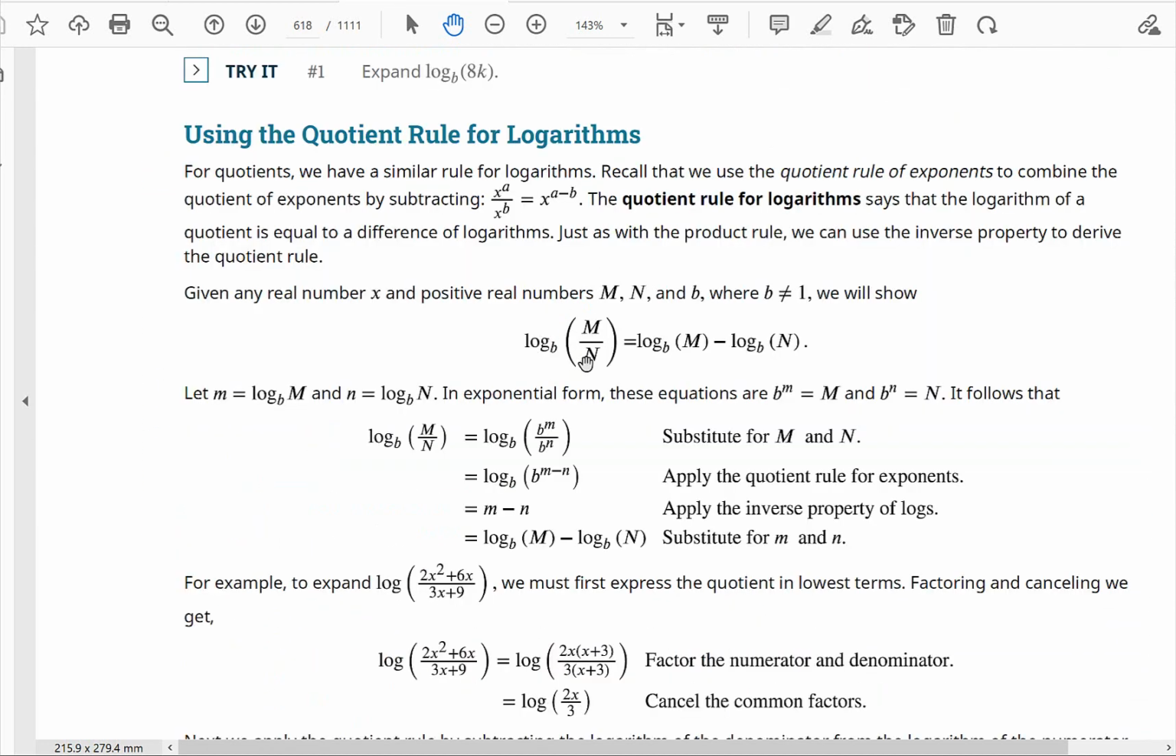You have a similar rule for quotients. If you have to calculate the log of a quotient, just change the division to subtraction. If it is multiplication, you use the product rule and you have a plus here. And if it's a quotient, you don't add but subtract. They are very similar. For products, m times n, you have plus. For a quotient, m divided by n, you subtract.